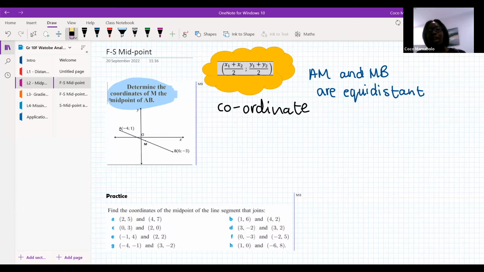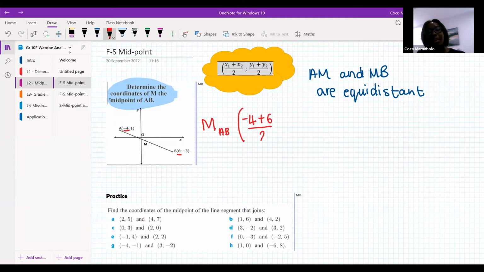So if we look at these 2 points here, we're going to look at A and B. So we're going to be looking for the midpoint of A and B. So we're going to write a big M, the midpoint of A and B, open brackets. And then I'm going to look at A over here. Our A is -4. And over here at B, we have 6, the X values for A and B. So we're going to go -4 plus 6, all of that divided by 2. Okay, and for our Y values, we'll have 1 plus, and over here I've got -3, so plus -3 divided by 2.